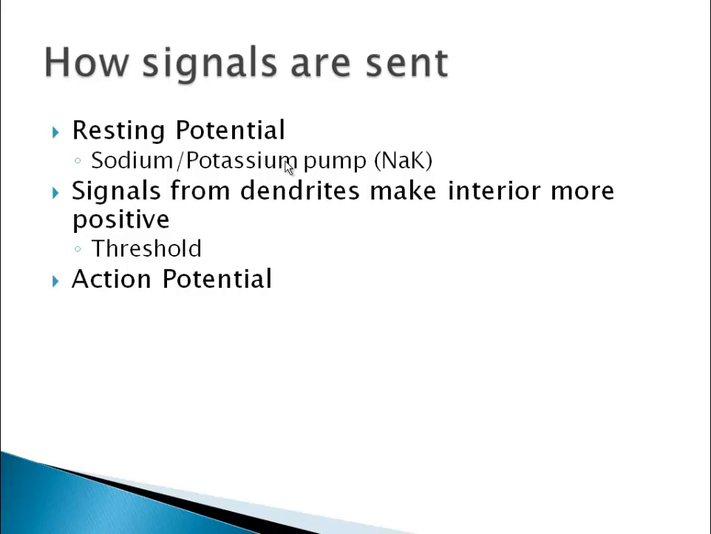Once that threshold is reached, there are channels in the wall of the cell body. These channels are called sodium channels because they allow sodium to pass freely back and forth through them. So what happens when that neuron reaches threshold, because those signals have come in, is those sodium channels open up. And all that sodium that has been waiting outside, desperate to try to get in, now starts to flood in.